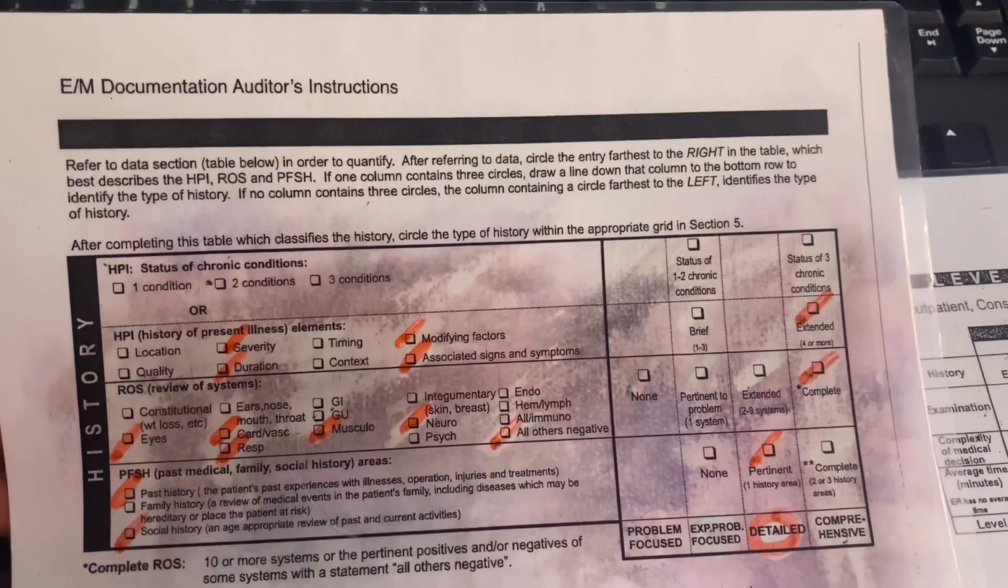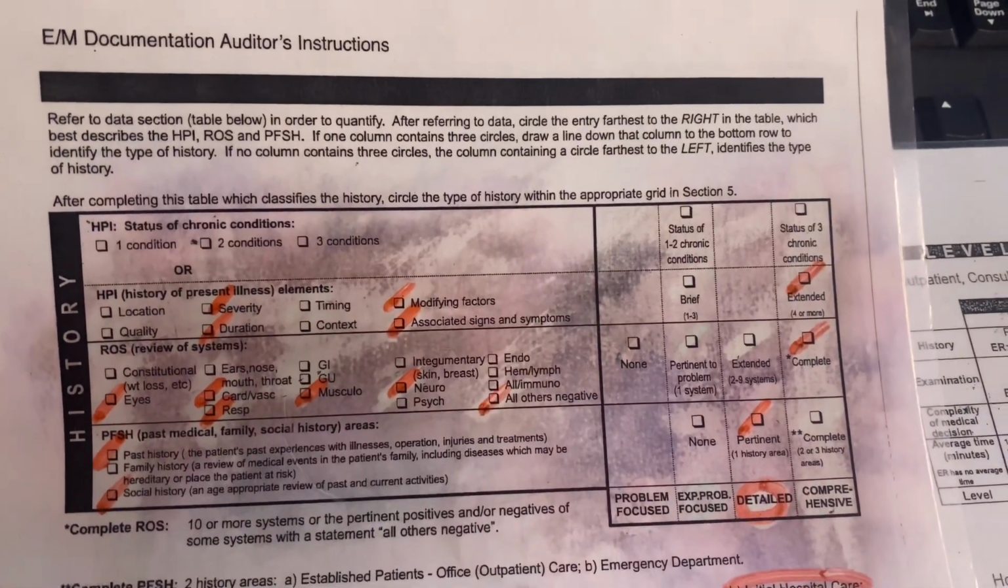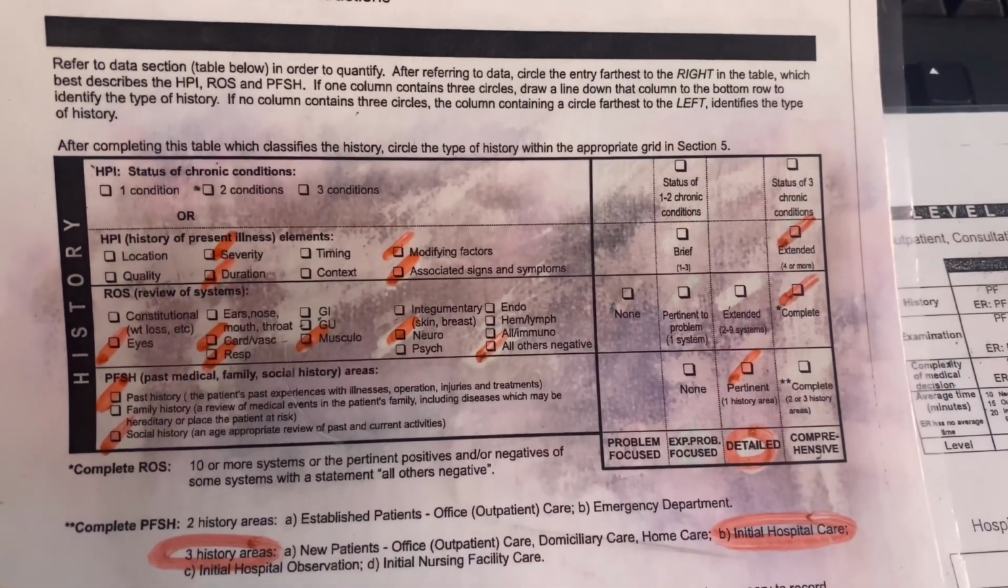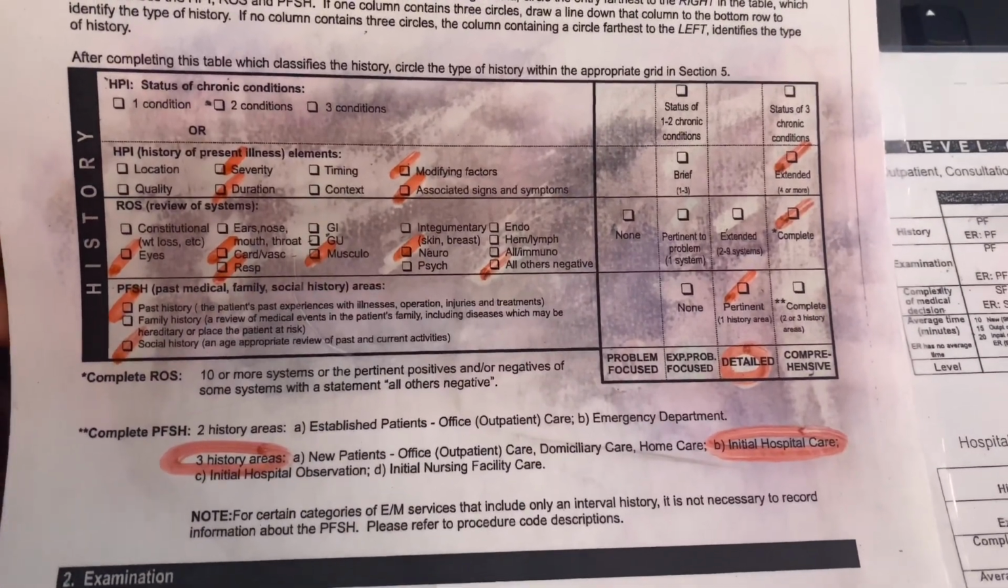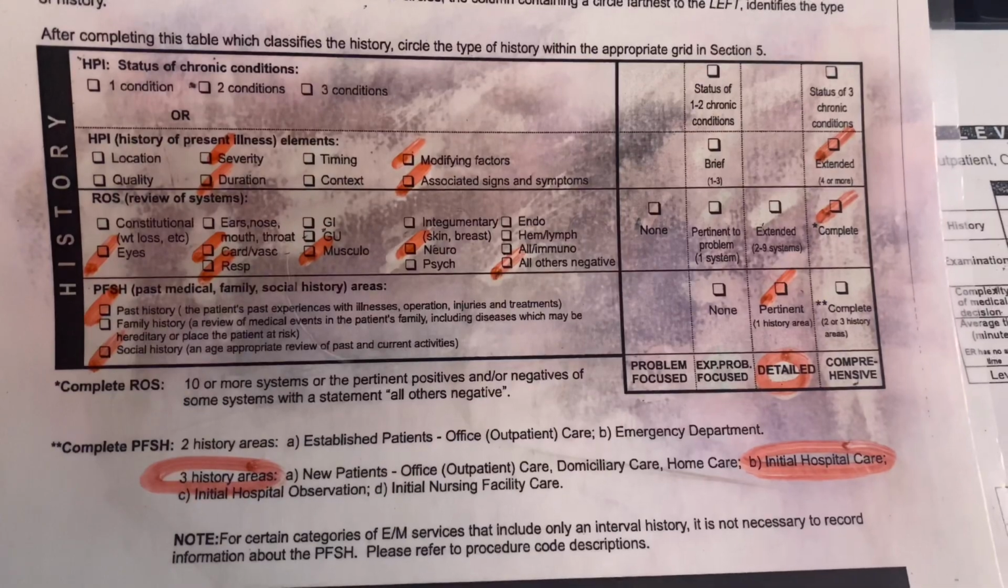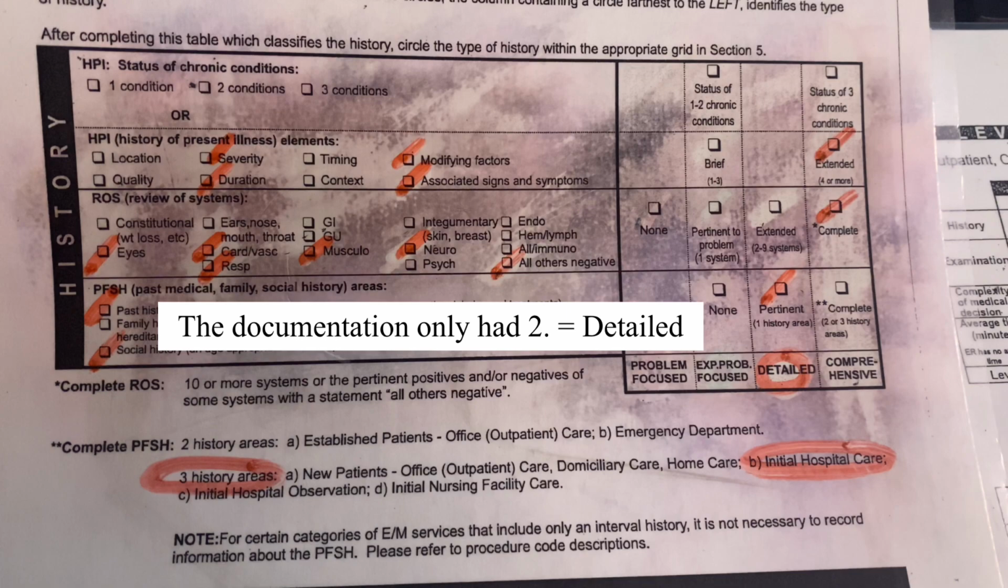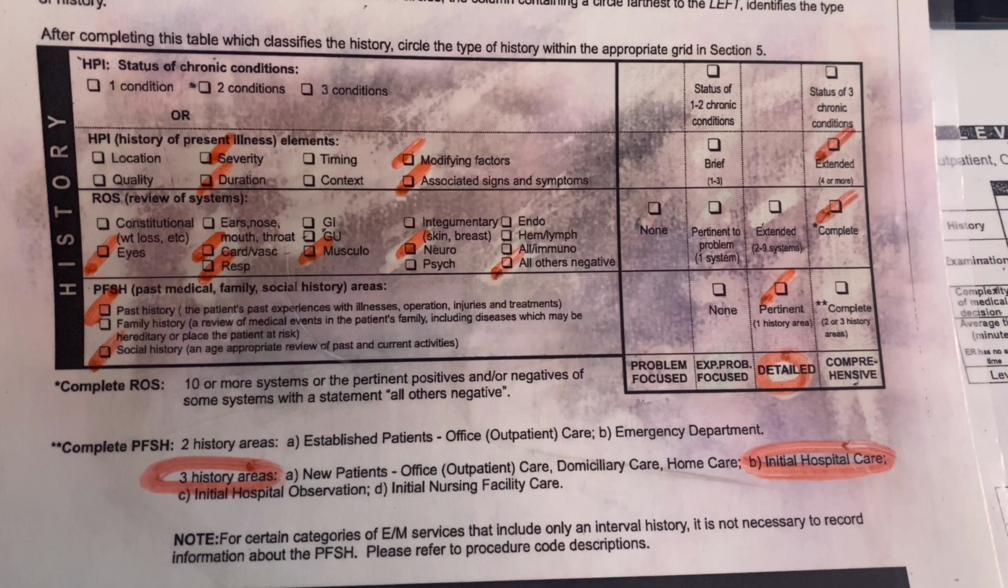And here we are. So for this top section, this is for the history, which is like your HPI, review of systems, and past, family, and social histories. And you guys can see the markings that I made. And we came out with a detailed history because for inpatient initial hospital care, you have to have 3 history areas in order to have a comprehensive history.